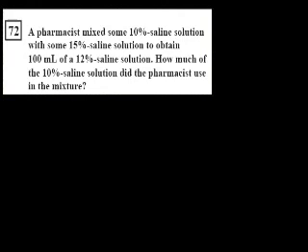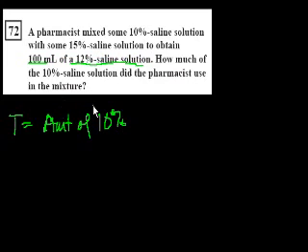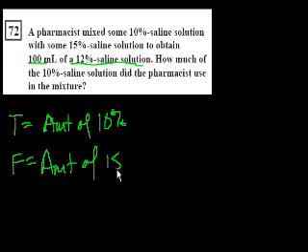All right. A pharmacist mixed some 10% saline solution with some 15% saline solution to obtain 100 milliliters of a 12% saline solution. How much of the 10% saline solution did the pharmacist use in the mixture? Okay, so 10% and 15%. So let T equal the amount of 10% solution, and let F equal the amount of 15% solution. I picked T for 10, F for 15.